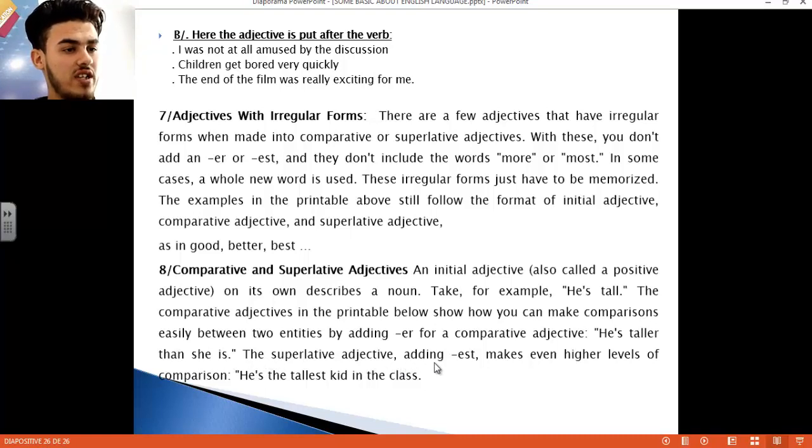The superlative adjective, adding est, makes even higher levels of comparison. In the example, the adjective tall will be tallest. So here he is the tallest kid in the class. And here we are obliged to add est instead of mentioning the word more or most when the adjective is regular, and you get the superlative form.